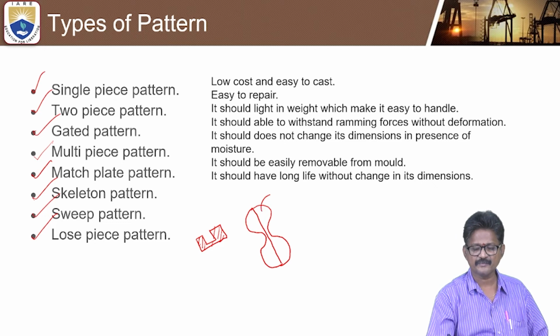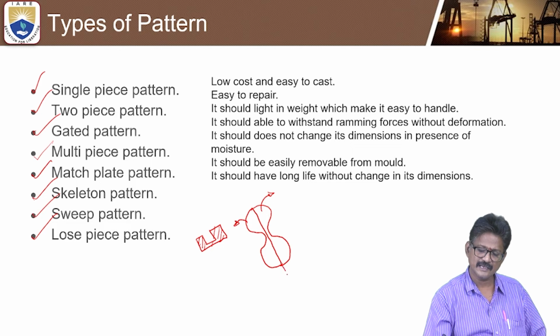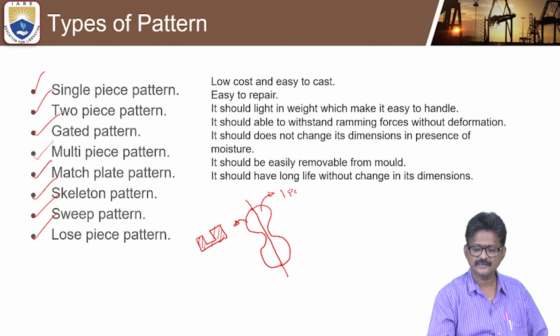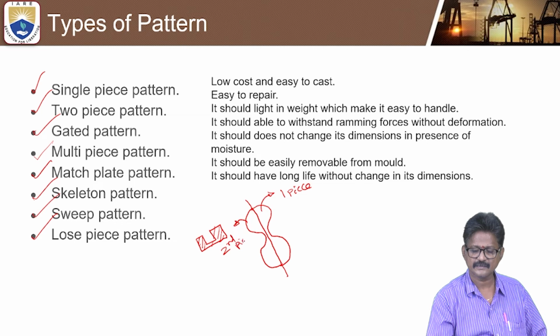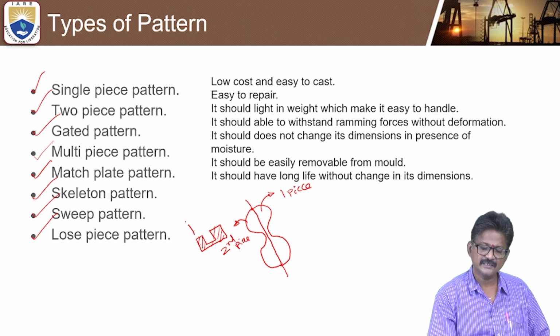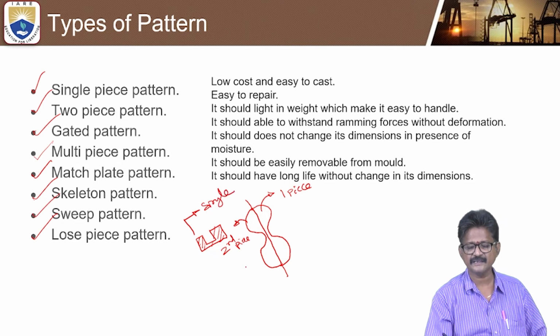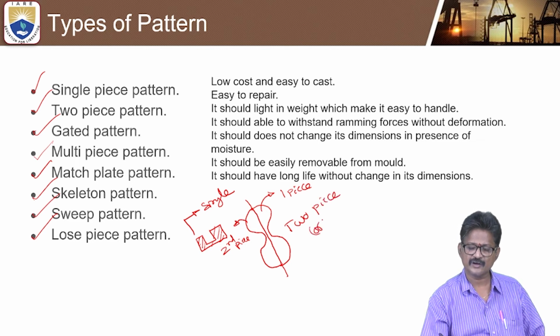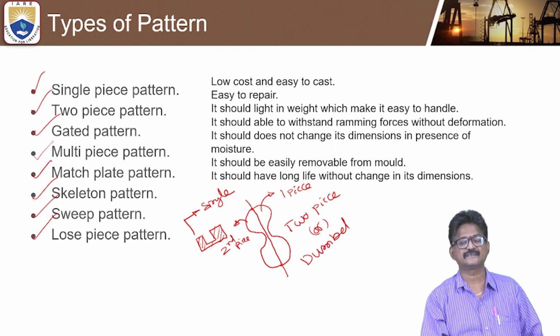Okay, so this is one part. This is another part. This is a parting line. This is one piece. This is a second piece. But this is the single piece pattern. This is a two piece pattern. Two piece, or this is also called the dumbbell shape pattern. Yes or no?